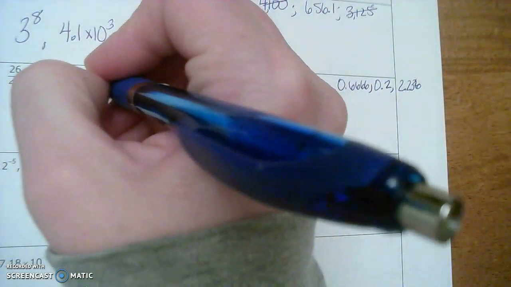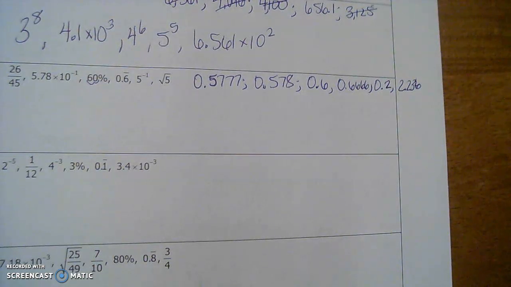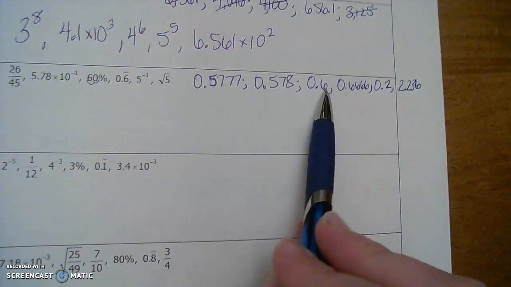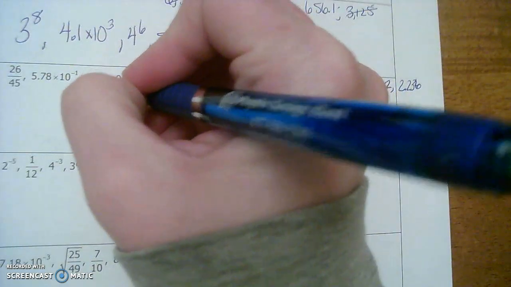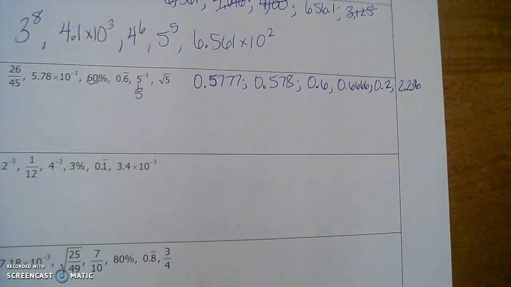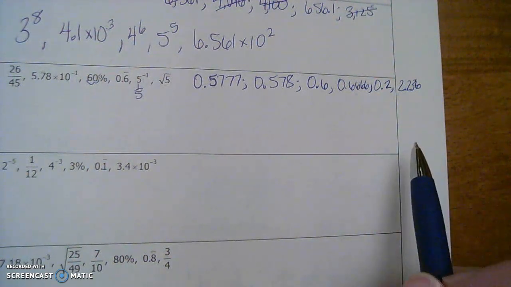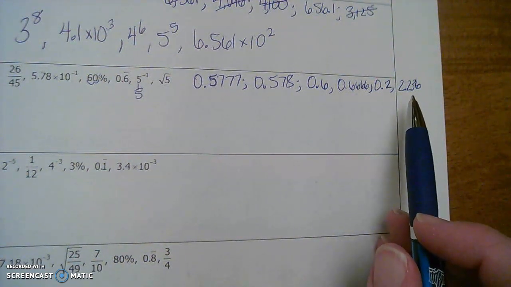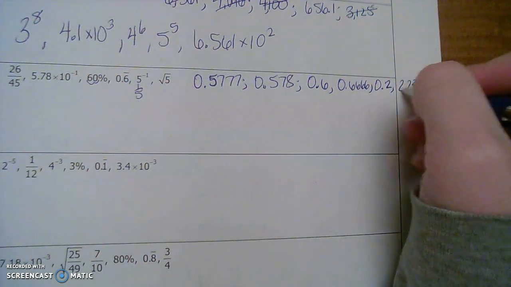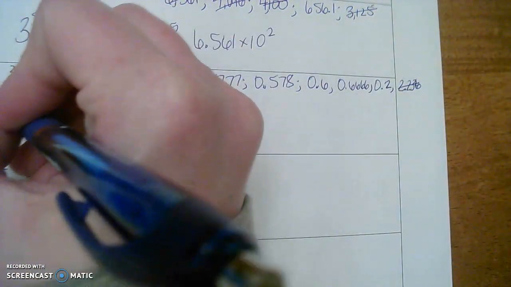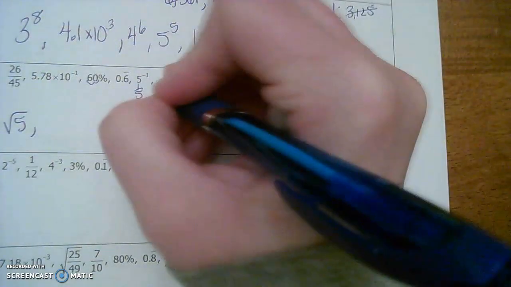60%, again, you can move the decimal left twice, or you can do 60 out of 100. These two are going to look very similar, so you need to remember there are 6's at the end of this one. 5 to the negative 1 is 1 over 5, which ends up being 0.2. And then the square root of 5 is 2.236. So again, that's easy to see. That's our biggest one because it's over 1 and none of the rest of them are. So the square root of 5 is our first answer.